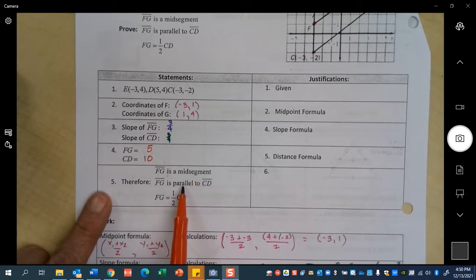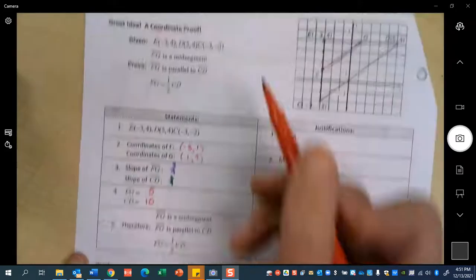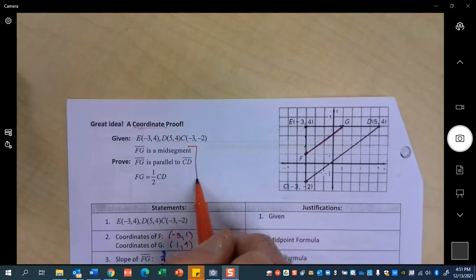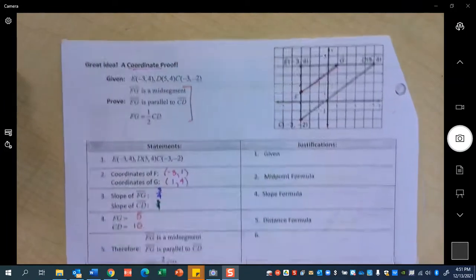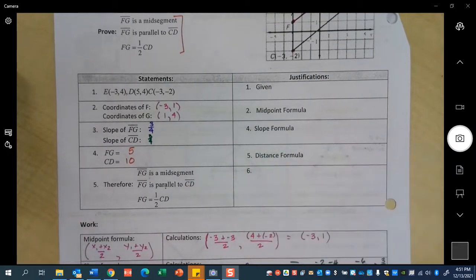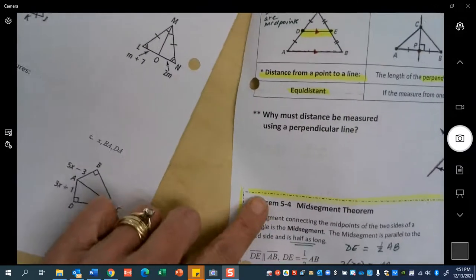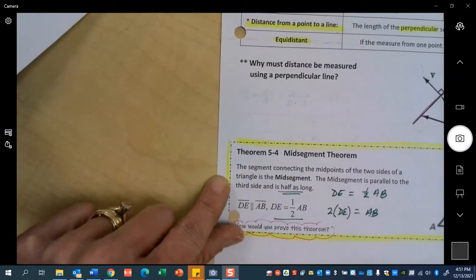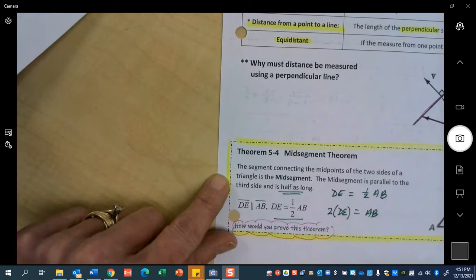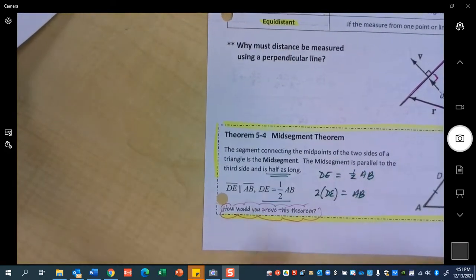FG is parallel to CD, and FG equals 1/2 of CD. So that's what I was asked to prove up here. And I could say, therefore it is, and I can do that by, check out what we have up front here. My midsegment theorem is going to justify the fact that it's parallel to the third side and half as long.